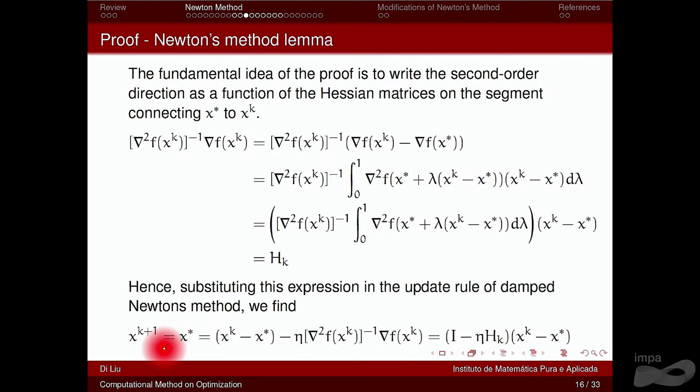And then you rewrite, since this is minus, sorry, this should be xk plus 1 minus x star.